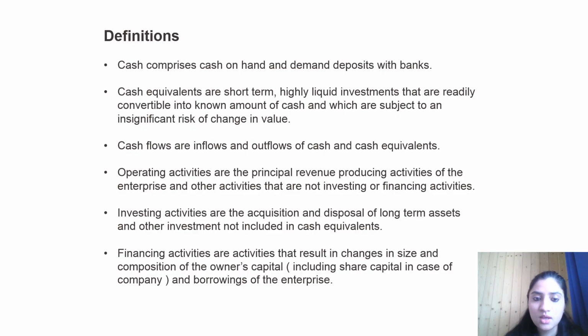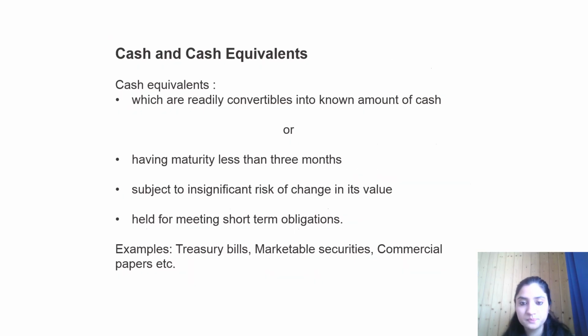So, definitions: whenever cash comes into the business, that is called cash inflow, and when cash goes out of the business, that is called cash outflow. Cash inflows are always positive and cash outflows are negative. Cash equivalence means something that could be turned into cash in the near future, very soon, having maturity of less than 3 months, subject to insignificant risk of change in its value, and held for meeting short-term obligations.